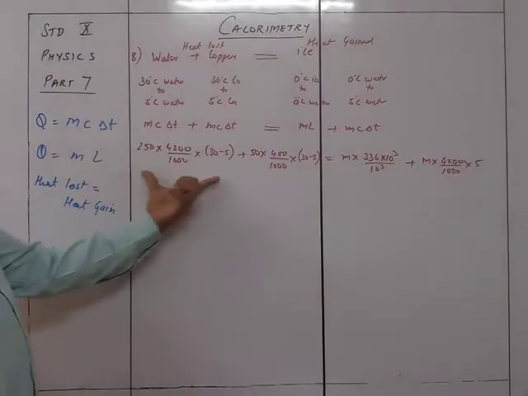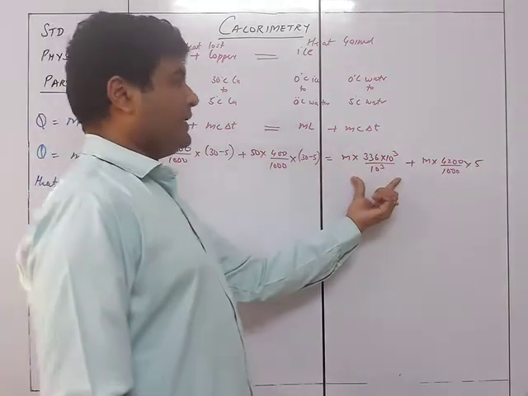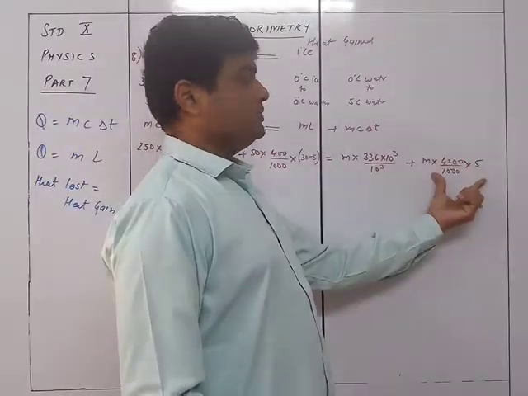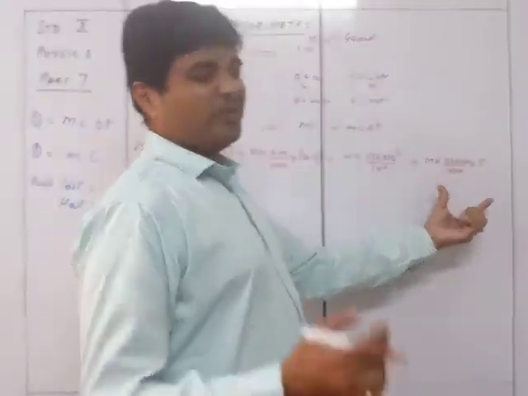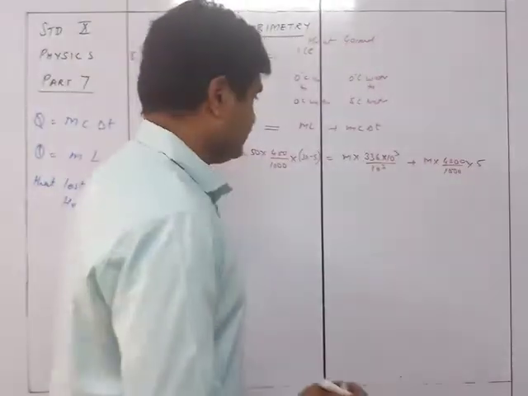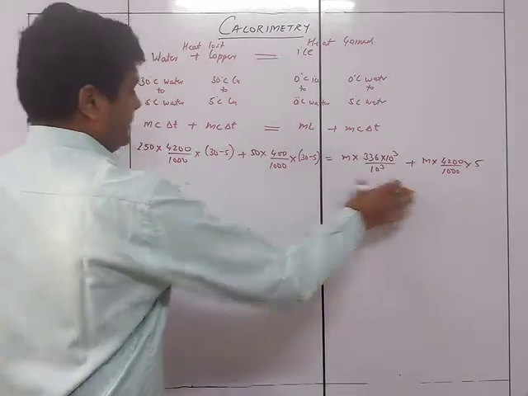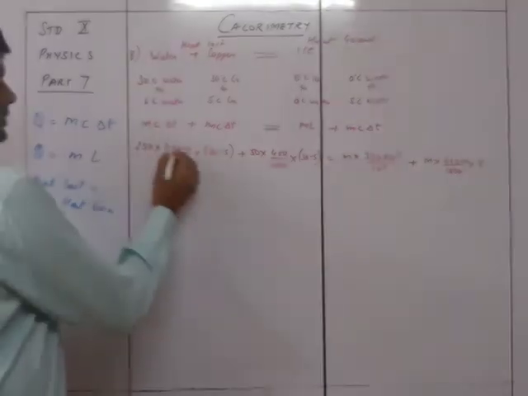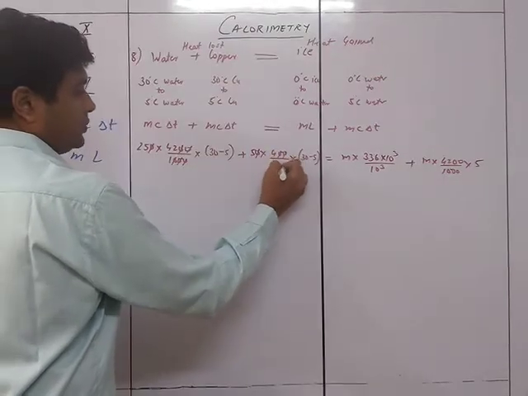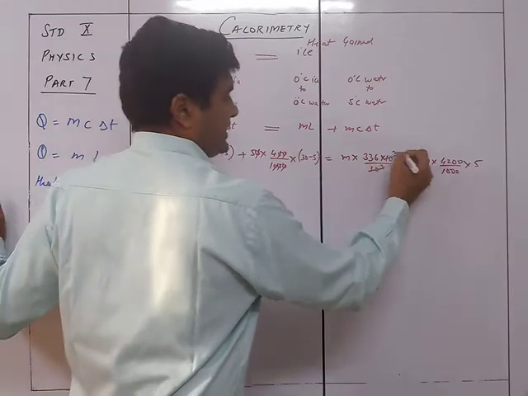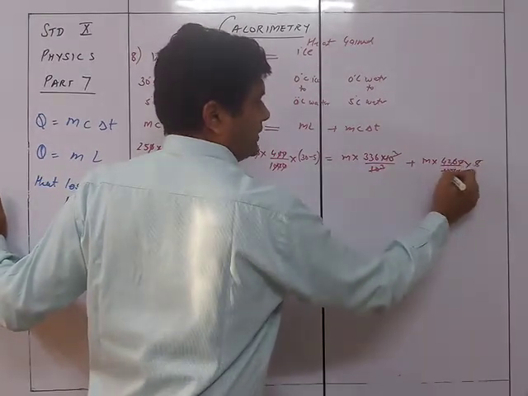Got it? This is for water. This is for copper. This is for ice melting to water. And this is from 0 degree Celsius ice to 0 degree Celsius water to 5 degree Celsius water. So this is the gain in heat, and this is the loss of heat. Things get cancelled: 1, 2, 3, 1, 2, 3. This gets cancelled. This is going to be 2 and this is 21.